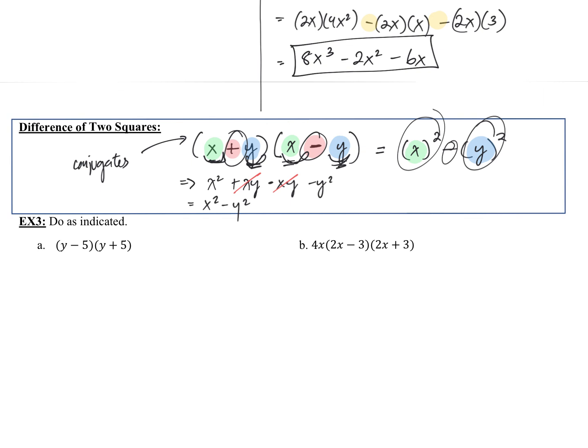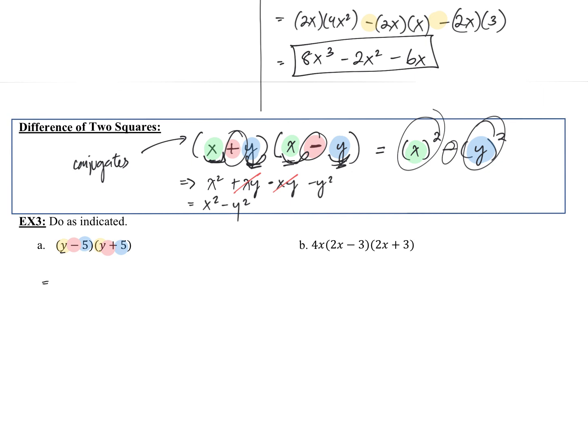So do as indicated. Well, are these two conjugates? They are. We have a y and a y. Then we have a 5 and a 5. The only difference is the plus and the minus. So let's pretend that we hadn't noticed they were conjugates, and let's see if, when we do FOIL, the inside terms actually do cancel out.